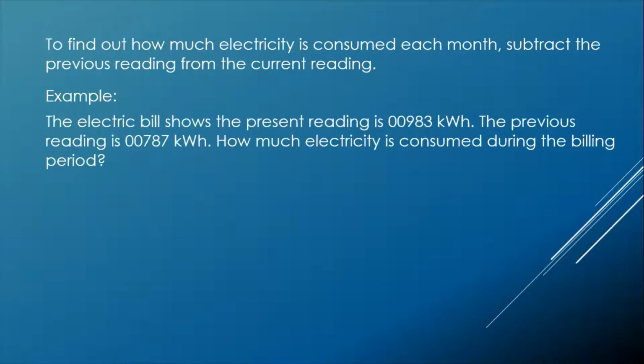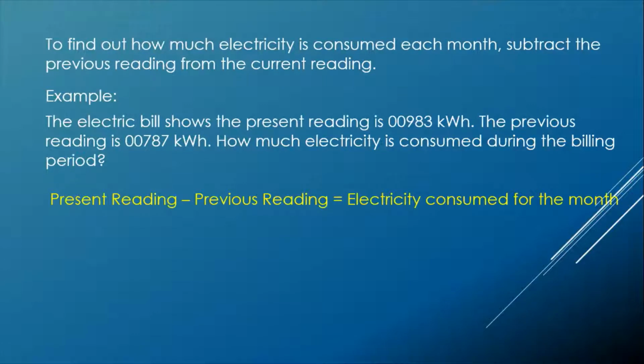For example, the electric bill shows the present reading, which is 983 kilowatt hour, and the previous reading is 787 kilowatt hour. How much electricity is consumed during the billing period? So for this one, we are going to subtract the previous reading from the present reading, and that is the electricity consumed for the month. So we have here 983, which is the present reading. Subtract it with 787. So the electricity consumed for the month is 196 kilowatt hour.